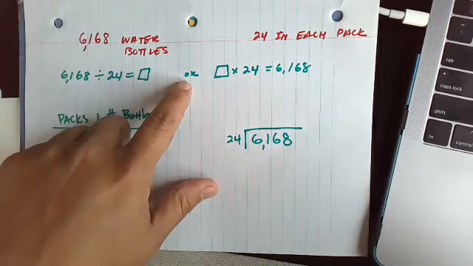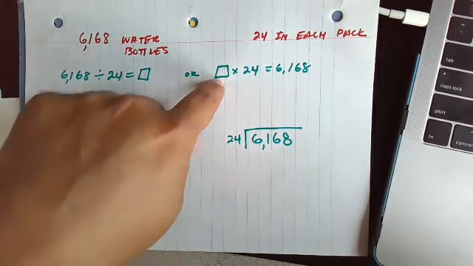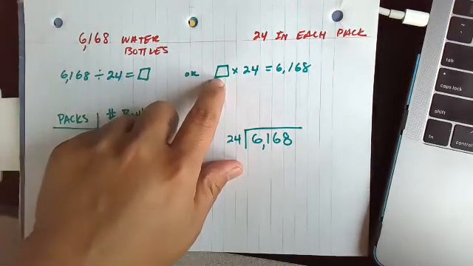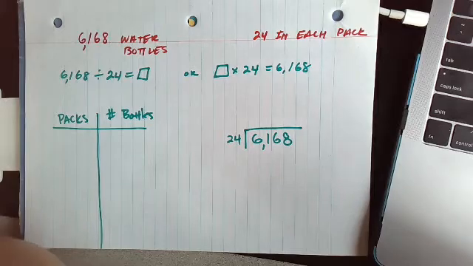In this situation, we can only have the unknown being our first factor because it is a quotative division problem, otherwise known as measurement. So unknown times 24 equals 6,168, right? So what do we know so far?